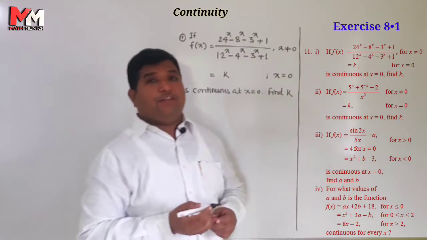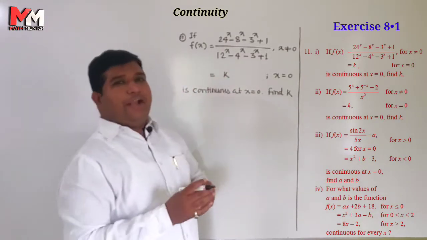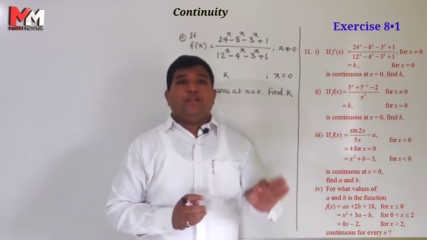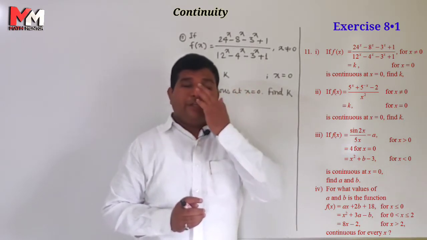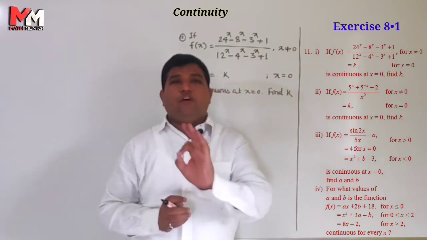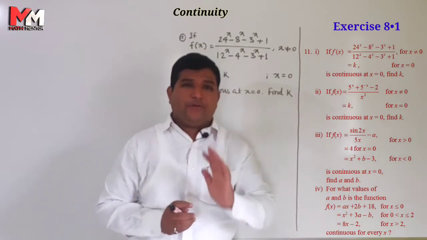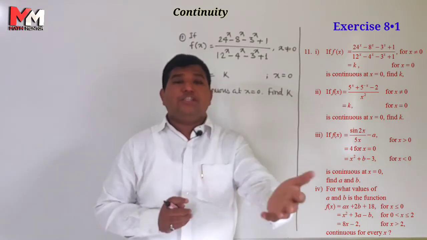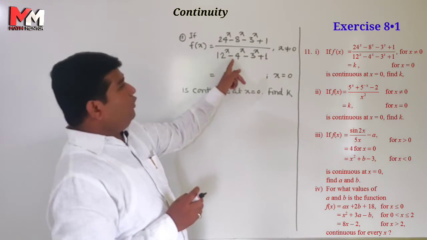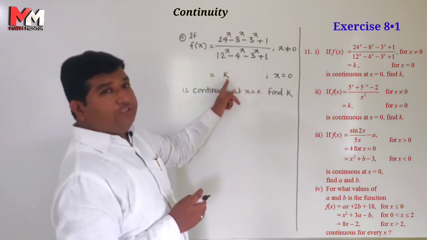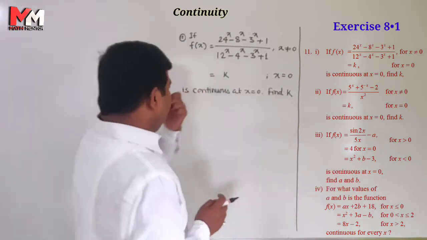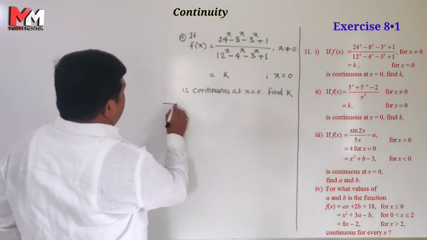So here, what he has given is that this function is continuous at x equal to 0. And what is the definition of continuity? The limit of the function is equal to the value of the function. If the limit and value of a function are the same, then that function is continuous. He has given that the function is continuous, meaning value is equal to limit of this function, and we have to find the unknown k which is in the place of value. Okay, so let's start the solution.